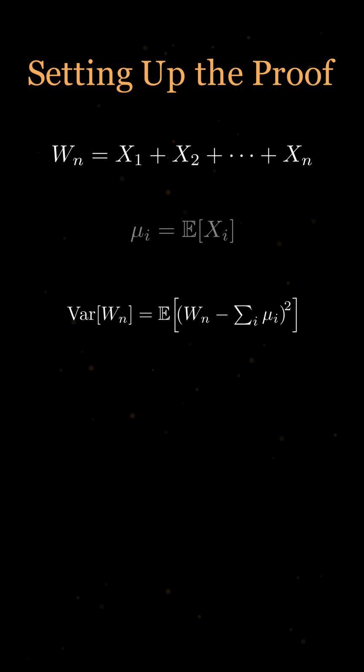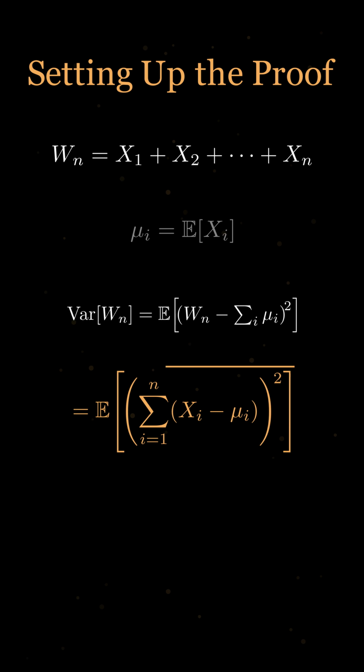Setting up the proof. Let Wn equal X1 plus ... plus Xn. Each Xi has mean mu i. The variance of Wn is the expected squared deviation from its mean. Writing the mean as the sum of all mu i, we center each variable to get this expression.